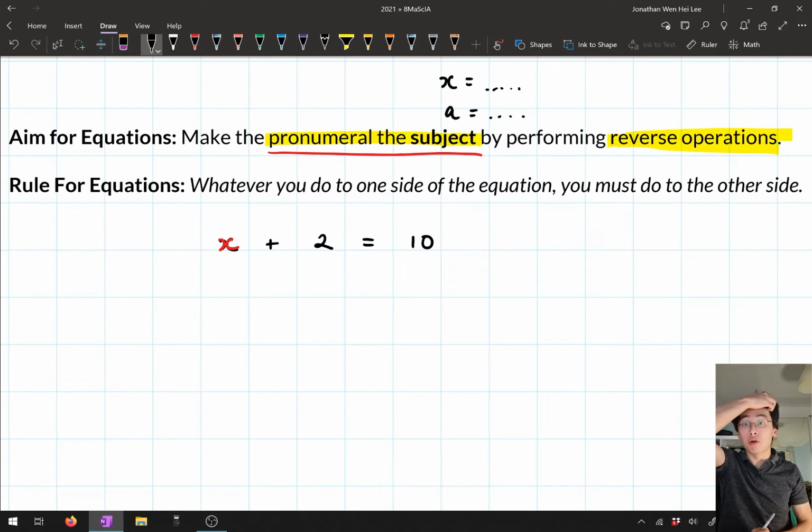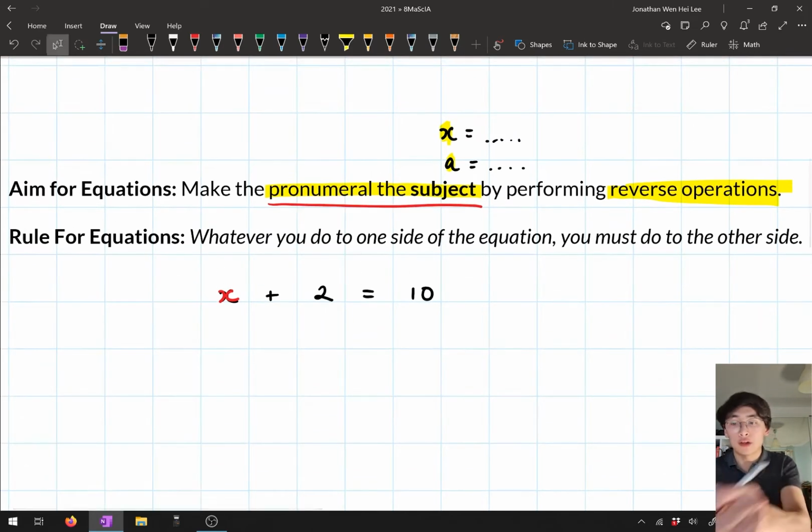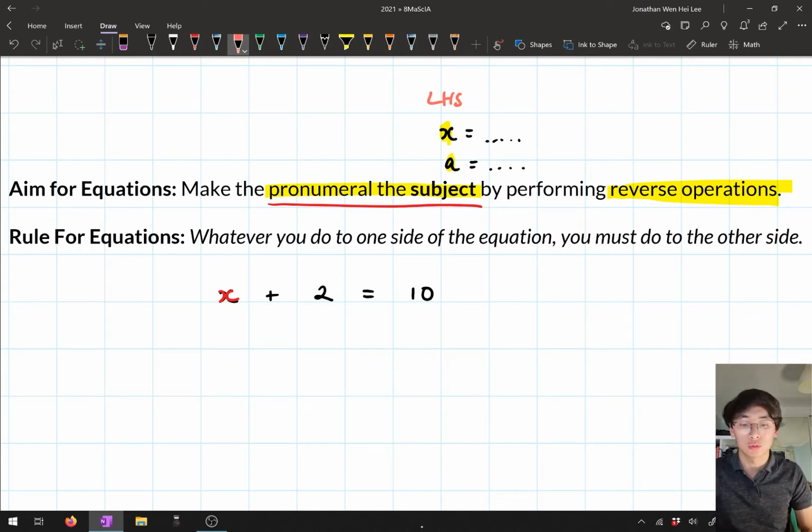We want to have our polynomial by itself. The letter needs to be by itself. Notice here, it's by itself on one side of the equation. We want to make it by itself on one side of the equation. Usually, conventionally, mathematicians leave that on the left-hand side, but if it's on the right-hand side and it's by itself, that's cool too. The way that we do this is by performing things called reverse operations.